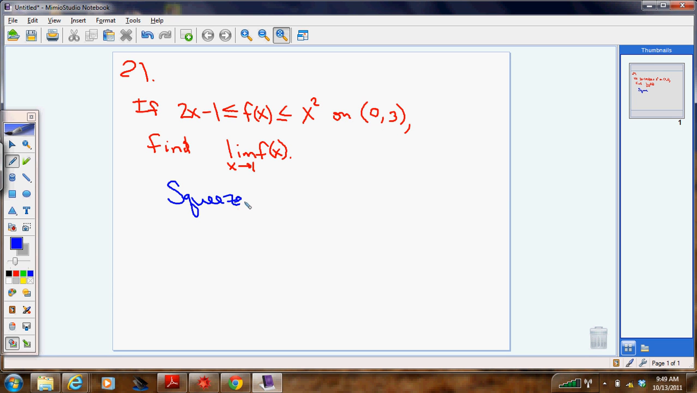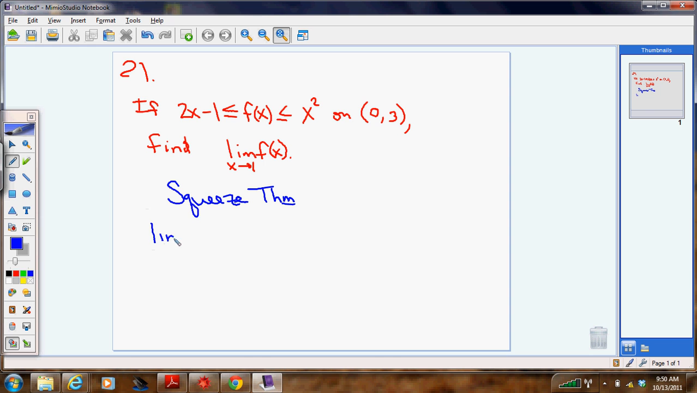And so to use the squeeze theorem, we need to have the inequality relationship that always has to be true. And once we have that, the other condition of the squeeze theorem was that the limits of the bounding functions were equal. So I need the limit of 2x minus 1 equal to the limit of x squared as x approaches 1. And if those two bounding functions have the same limit as x approaches 1, then by the squeeze theorem, f of x will have the same limit. So let's see if we can just demonstrate that really quickly.